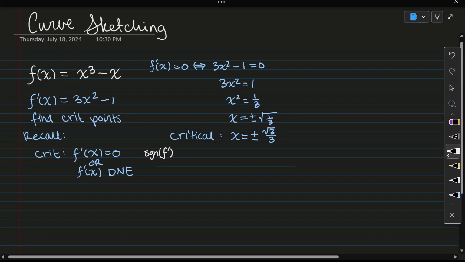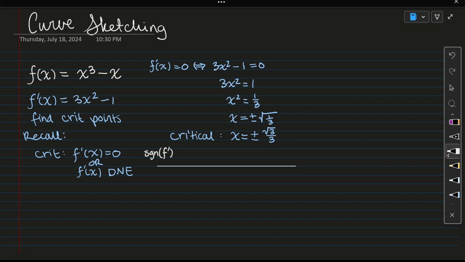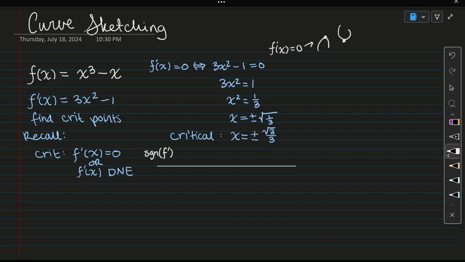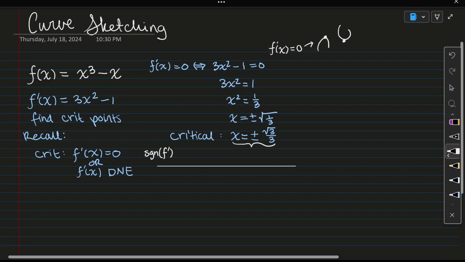And remember, our critical values are where f prime of x equals 0. That's where we have our minimum and maximum, where our derivative is horizontal. So if f prime of x equals 0, we're looking at something like this or something like this, right? We have a local minimum or a local maximum, maybe an extrema there. So we want to test around these critical values for x. I have my values here, minus root 3 over 3, and positive root 3 over 3.